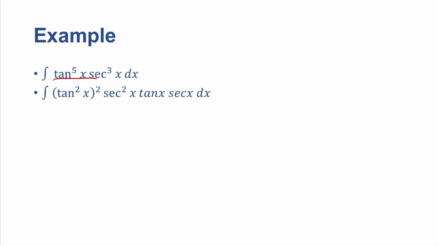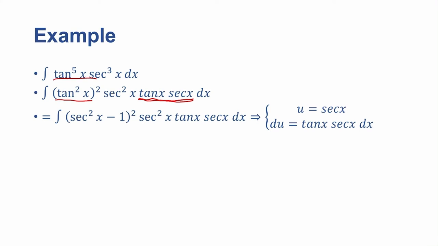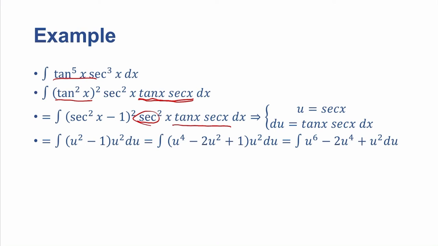Now right here, we've actually got the options for both derivatives, but we are going to want to look at this guy here, because we are going to turn this guy into a secant by using the Pythagorean identity. So this gives us the integral of secant squared of x minus 1 quantity squared times secant squared of x, tangent x, secant x dx. Right here, now we've got our du here, and we've got our u right here. So this gives us a u of secant of x and a du of tangent of x, secant of x dx.